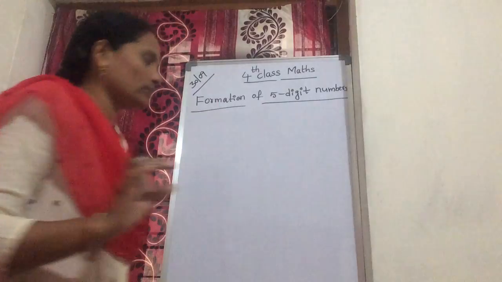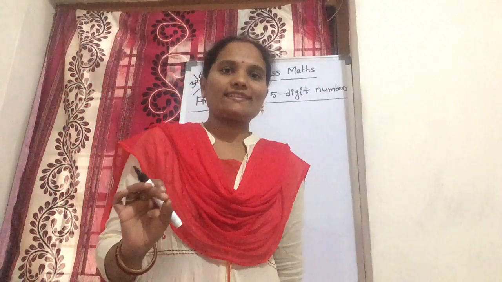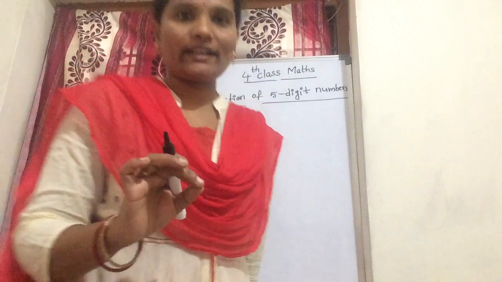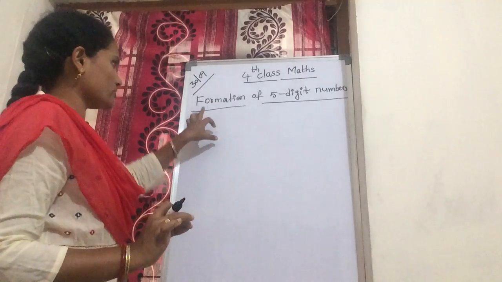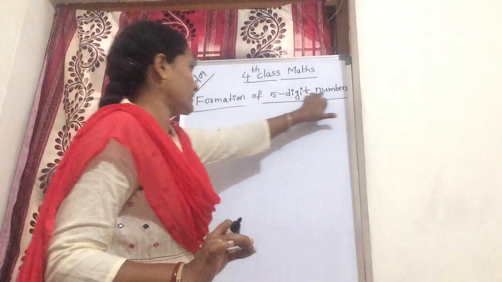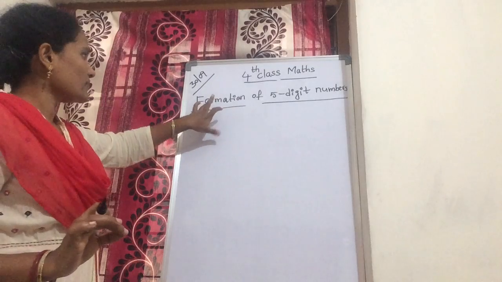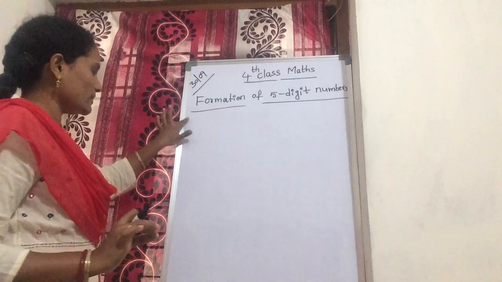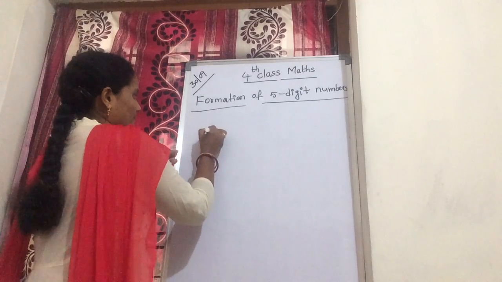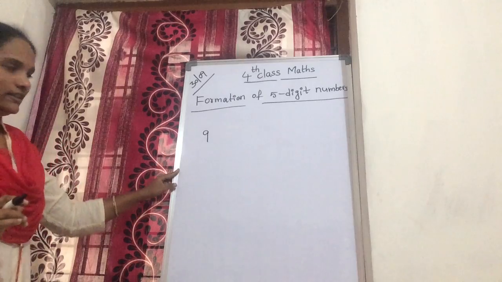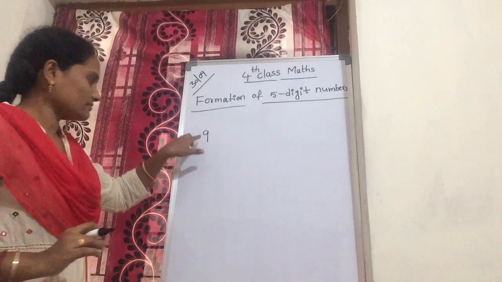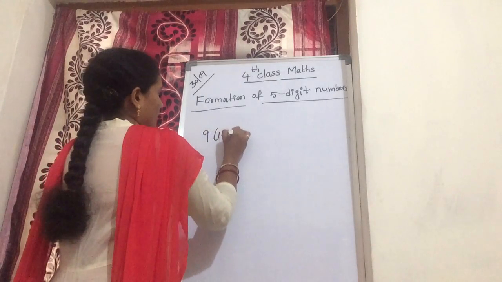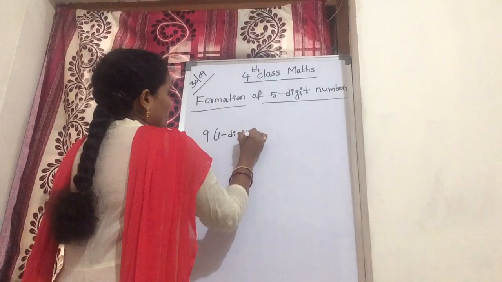In the previous class, you learned how to write the greatest number, smallest number, ascending orders, and descending orders. Now, next topic, formation of 5-digit numbers. First, we will learn formation of 5-digit numbers. For example, tell me, children, what is this? This is 9. This is the greatest number in 1 digit.